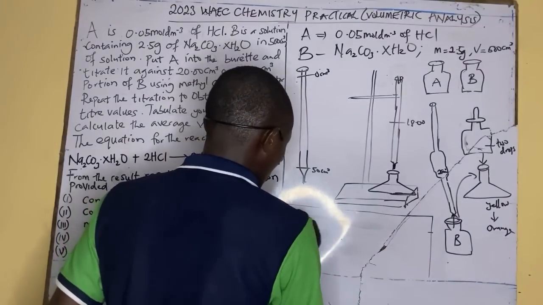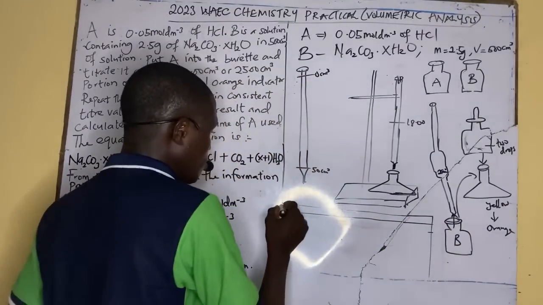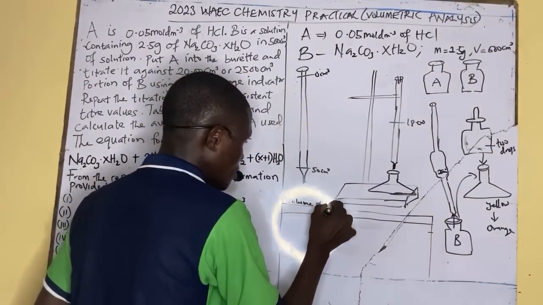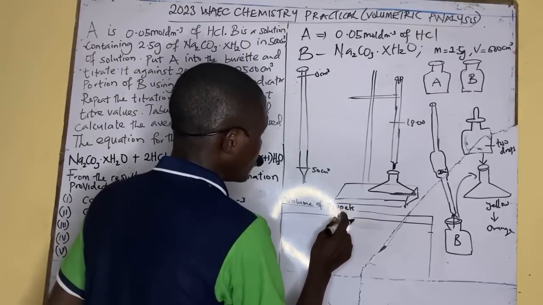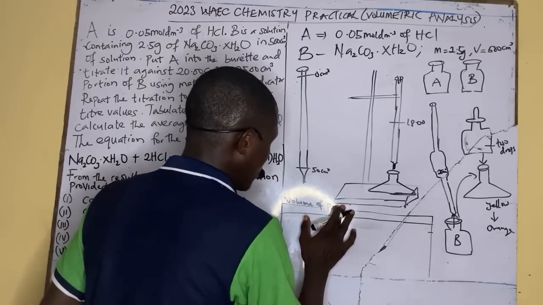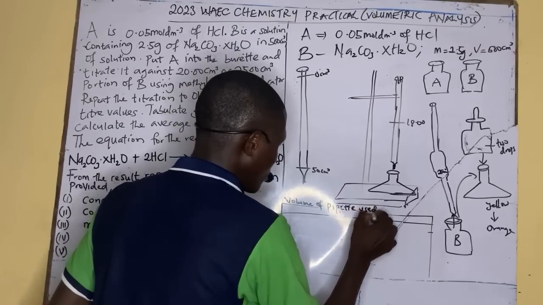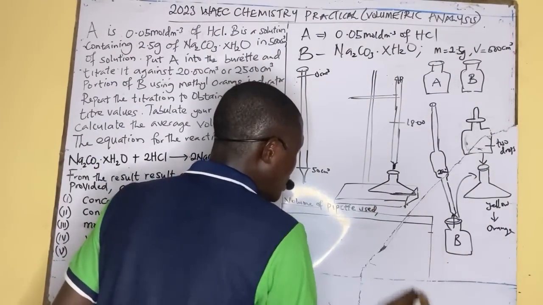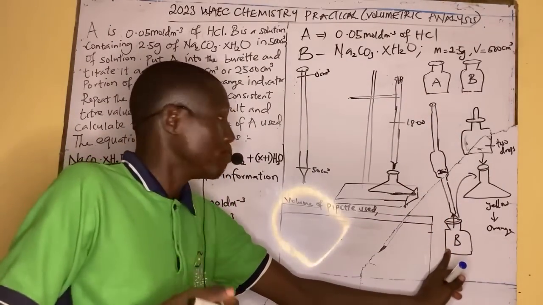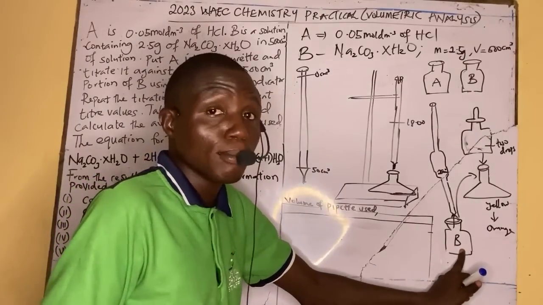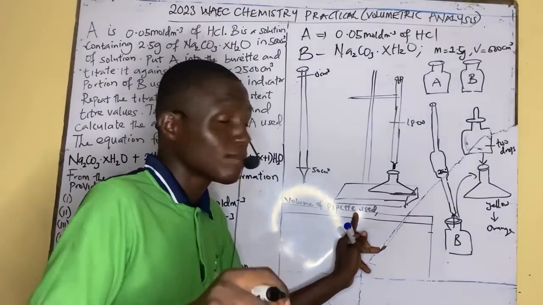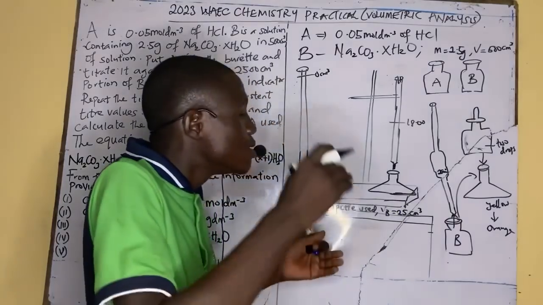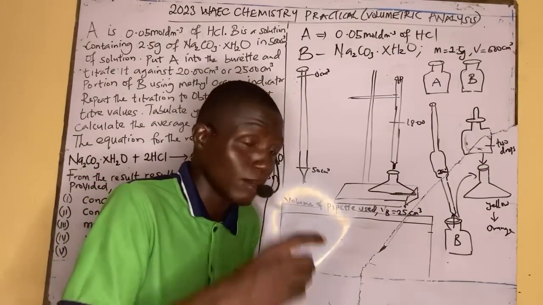We have the table of readings, and before we move on, always remember that the volume of the pipette used must be recorded, in centimeter cube. Note that the volume of the pipette used is the same as the volume of base used, because we use the pipette to withdraw the base. So VB is equal to 25 centimeter cube. If it is 20 that you use, your VB is 20. Please note that, it's very, very important.